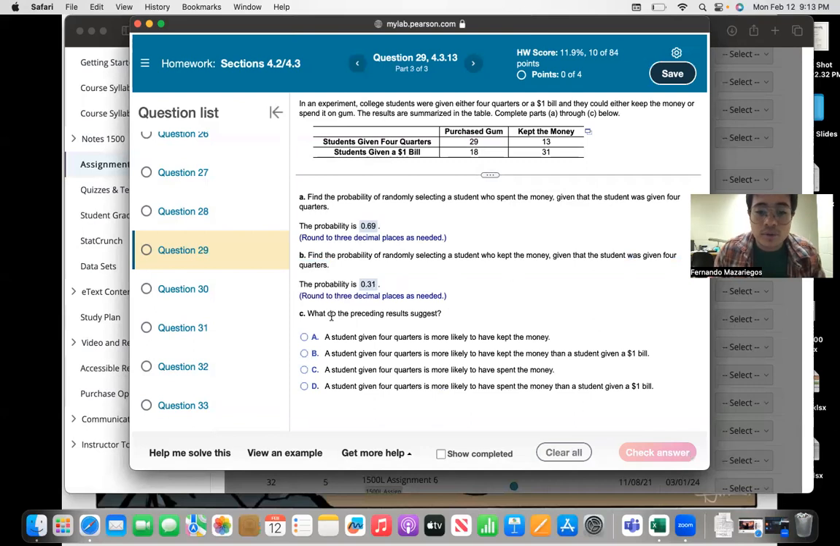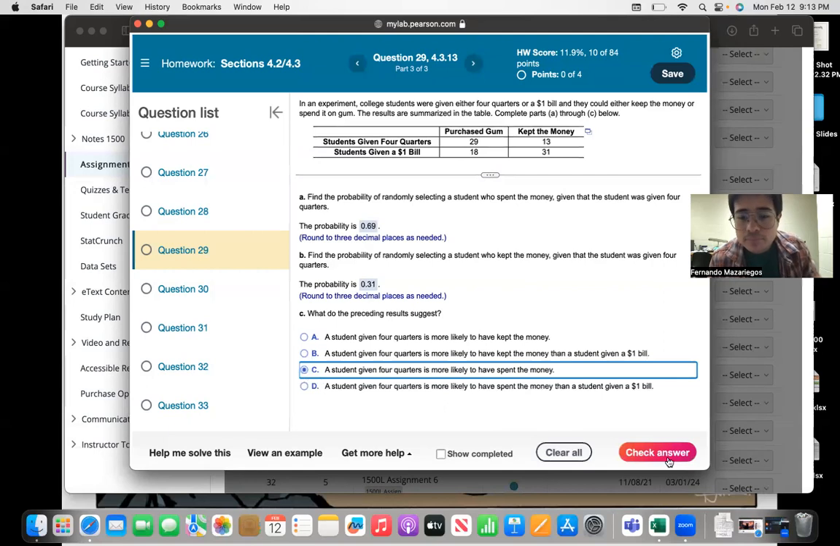And what do the preceding results suggest? A student given 4 quarters is more likely to have kept the money. A student given 4 quarters is more likely to have spent the money than a student given a $1 bill.